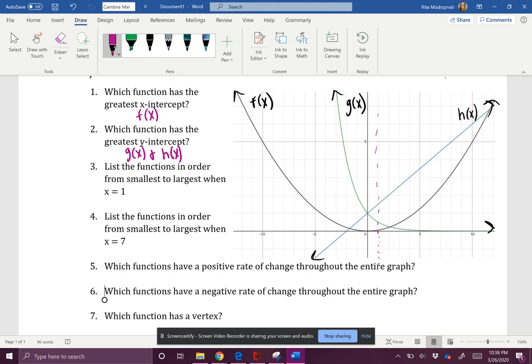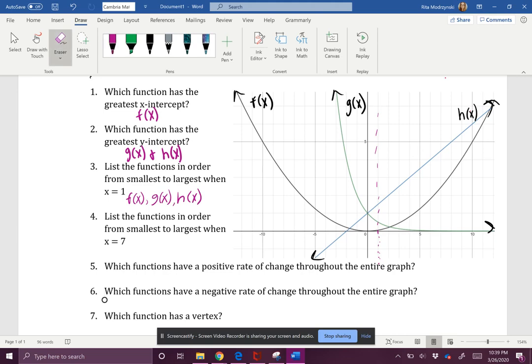So our lowest value, our lowest y value when x is equal to 1 is with this f of x function here. So f of x is the least, has the lesser y value when x is equal to 1. Our next function as we move up is g of x. That has our next largest y value. And the function with our largest y value at x equals 1 is h of x.